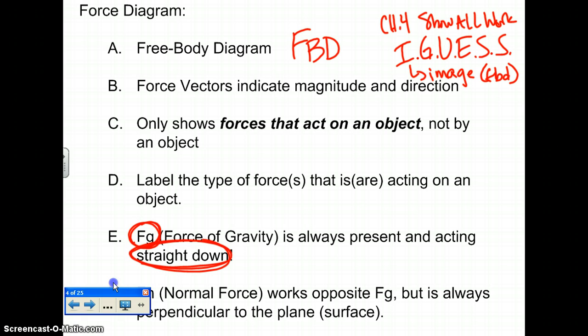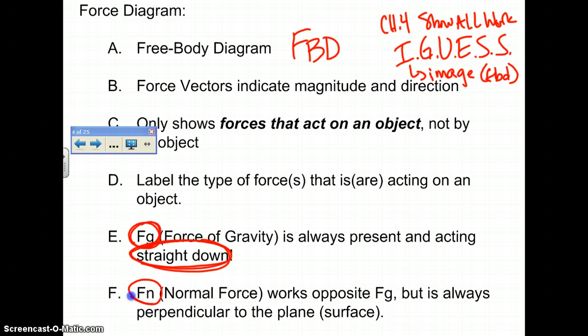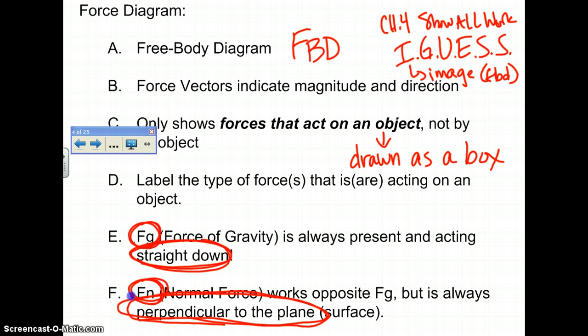F of G is straight down on every free body diagram, whereas F of N is always perpendicular to the plane. So F of N is at 90 degrees to whatever the surface is. So if you're on an incline, then your F of N is at an angle. But your F of G is still going straight down. It's not perpendicular to the plane as an F of N would be. So for example, the object is drawn as a box. And then you have the arrows coming from it.